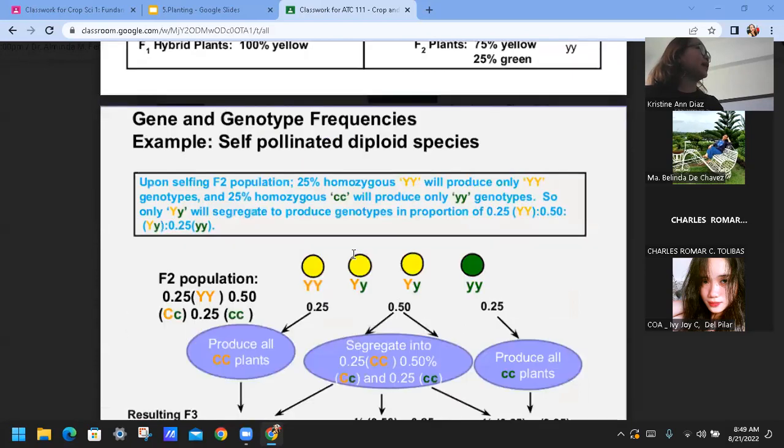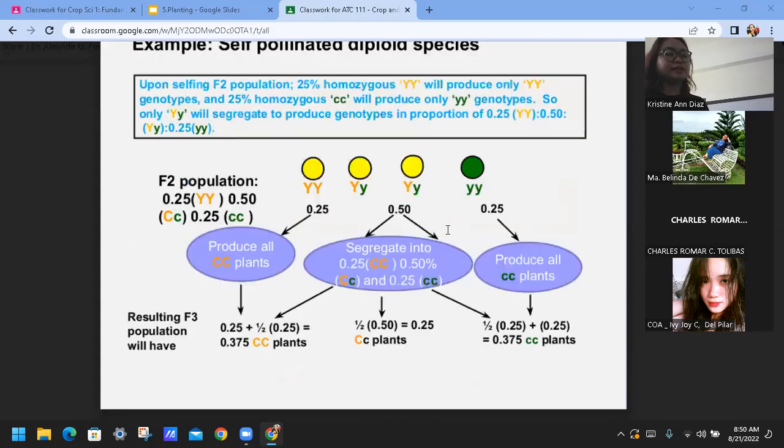In self-pollinated diploid species, meaning they have two sets of chromosomes, upon selfing the second filial population consists of 25% homozygous big Y, which will produce big Y genotypes, and 25% homozygous recessive, which will produce recessive y genotypes. So only this one will segregate to produce genotypes in proportion. These are explained in here. This type of genetic alleles will produce the CC plants, and this one will produce this one and this one here.